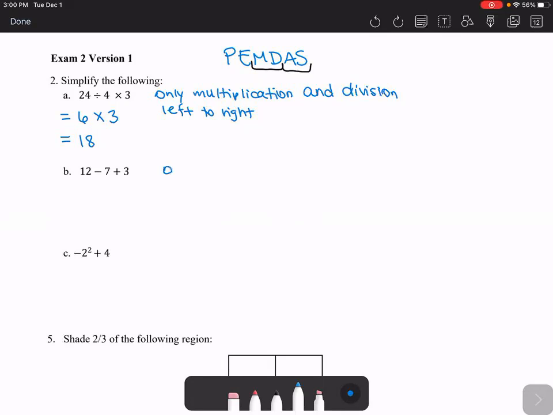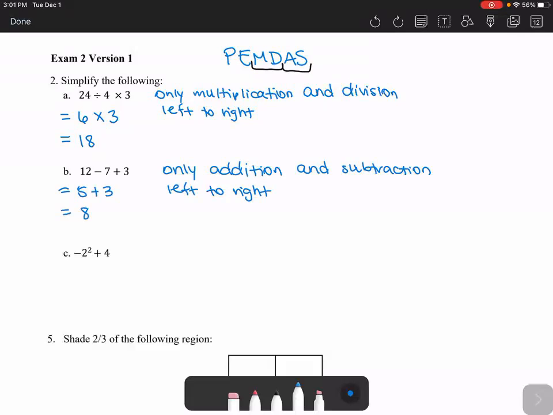Okay, the next one only has addition and subtraction. So we have 12 minus 7 plus 3. This is only addition and subtraction, so again, we go left to right. We start out doing 12 minus 7, which is 5, and then we add 3 to get 8.